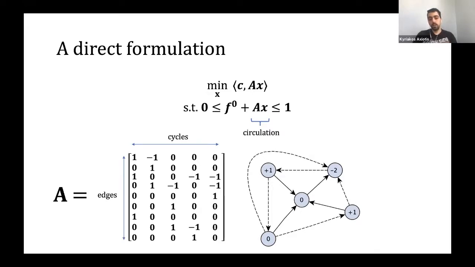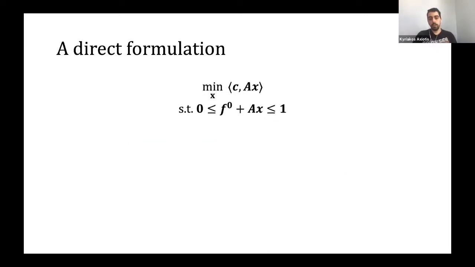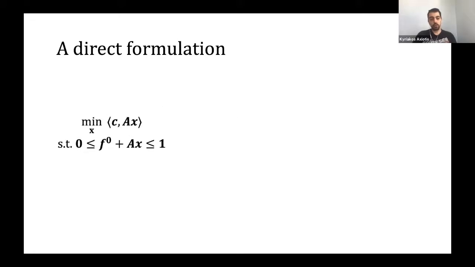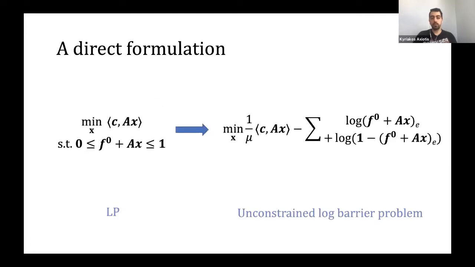Okay, so now we have our linear program. And of course, we're going to solve it with an interior point method. And the usual way to do this is to replace the constraints by log barrier terms. So this now is an unconstrained log barrier problem. And note that we additionally have an extra parameter mu, which is in the linear term. And we eventually want to solve this unconstrained problem for a small enough value of mu.